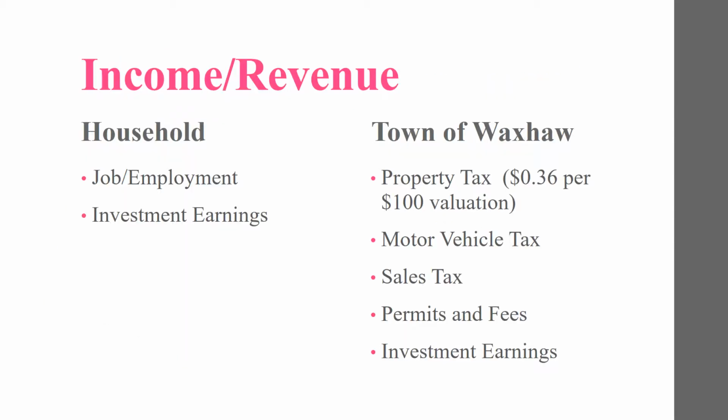This slide is a comparison of how we generate income or revenue between a household budget and a municipal or the town of Waxhaw budget. In a household, income or revenue is mostly generated from a job or some type of employment, maybe some investment earnings, or a few other miscellaneous things. On a municipal budget, such as the town of Waxhaw, the majority of their income or revenue is generated by property tax, and right now that's 36 cents per each $100 of property valuation. They also receive motor vehicle tax, sales tax, permits and fees, as well as investment earnings.